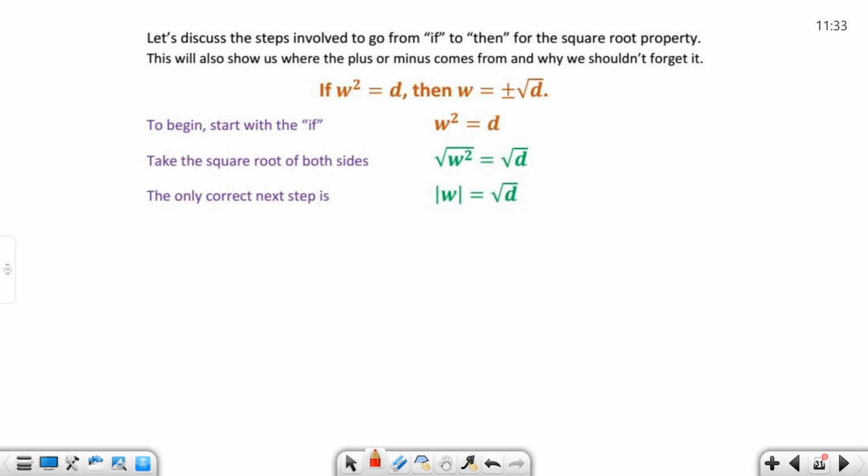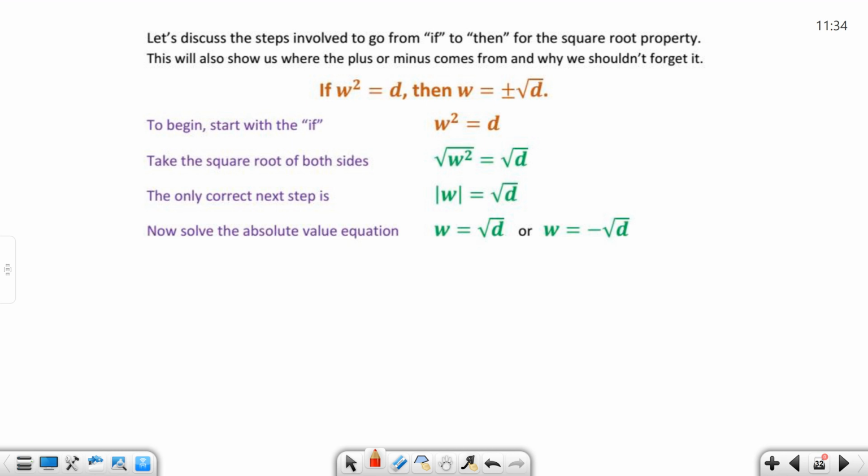This is the steps. The only next correct step, if you show the square root of both sides, is the absolute value of w. Anything else is wrong, period. If I do it, I'm wrong, okay? And I know it's not proper to say somebody's wrong. It's wrong, okay? If somebody doesn't put absolute value of w, it's wrong, okay? These are the steps involved. That's why I changed the color to green here, okay?